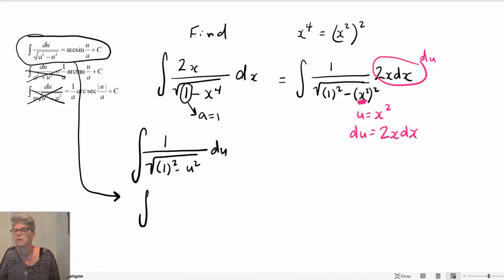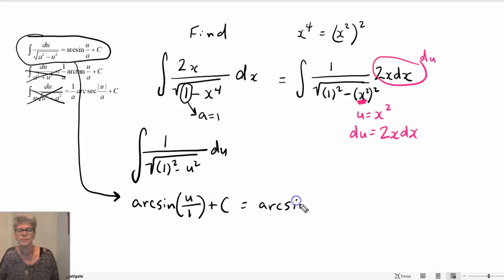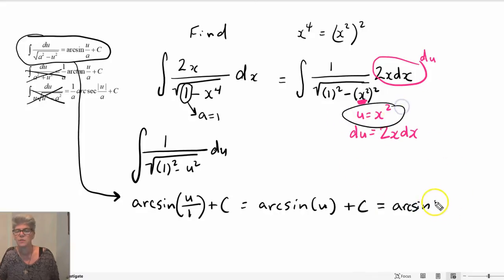And now I can just do the template. This is just going to be equal to arc sine of u over a plus c. So since a is just 1, it's going to be arc sine of u plus c. And this is a correct answer, but at the very end you have to write everything in terms of x. And so I still have this in terms of u. So your professor would expect you to take it further. And so u is equal to x squared. Okay, so now I'm done.